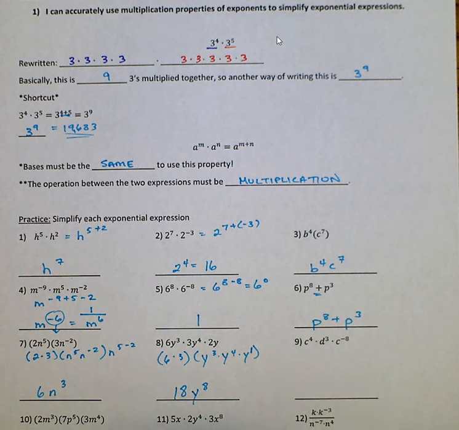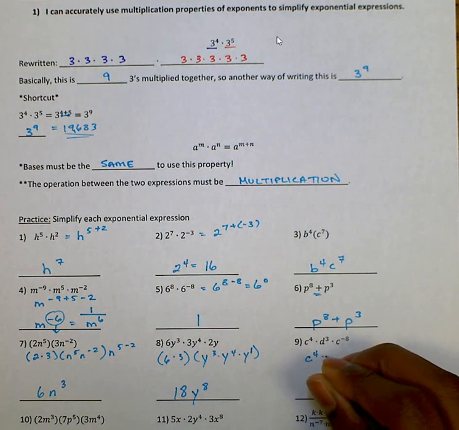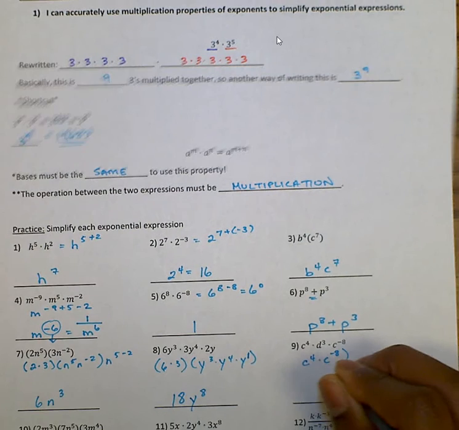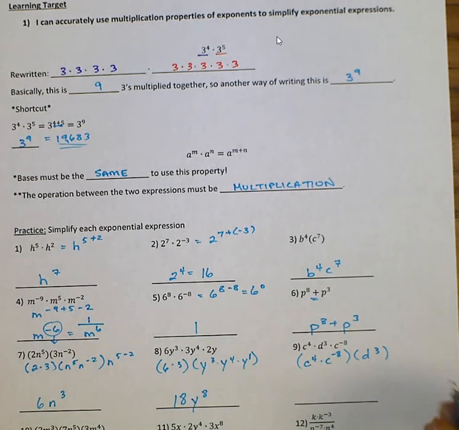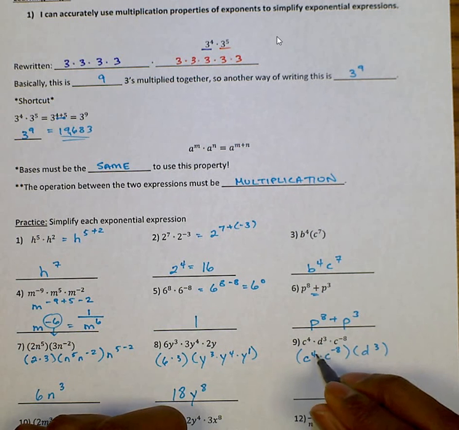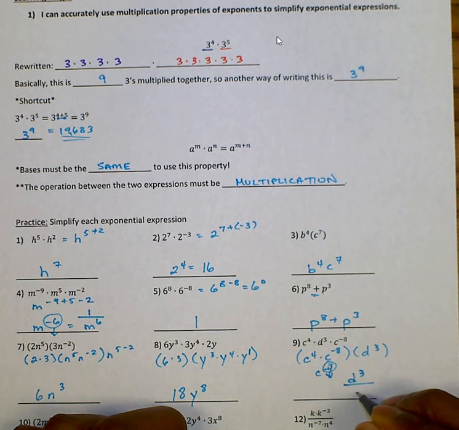Number 9, we have c to the 4th, c to the negative 8th, and then we have d to the 3rd. Okay, so as I multiply these two together, 4 minus 8, that's to the negative 4. And then d to the 3rd is fine. So I have d to the 3rd. I need to move this to the denominator over c to the 4th.